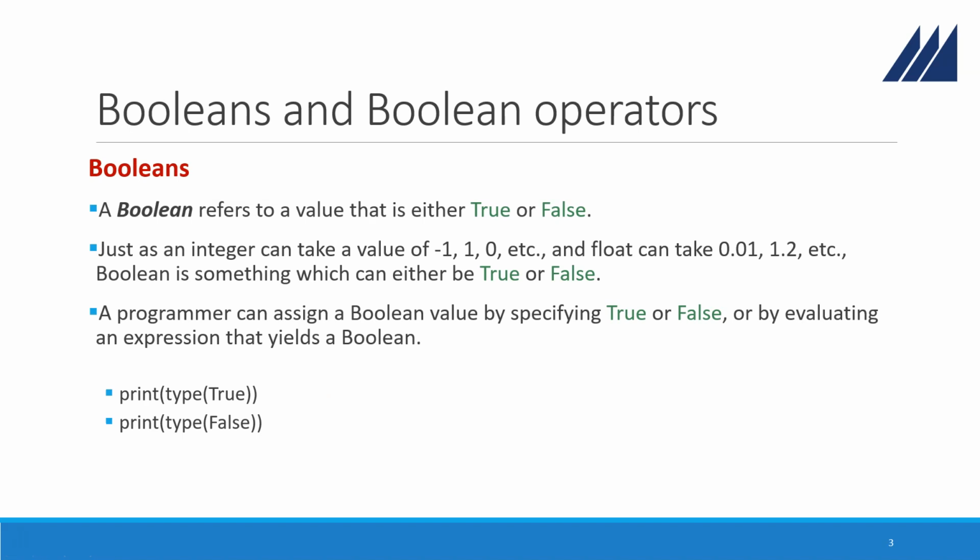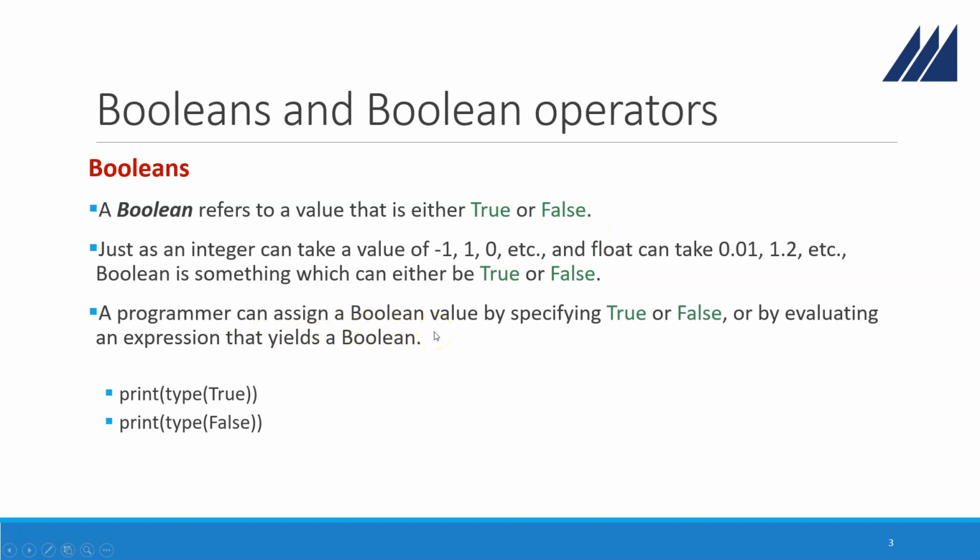What are Booleans? Booleans refer to a value that is either true or false. Just like we saw before with integers, which take any numbers, negative or positive, or even zero. Same thing with floats. They can take any number that has a decimal point. Booleans take only true or false. These are the only values that we have. Okay, why do we need that?